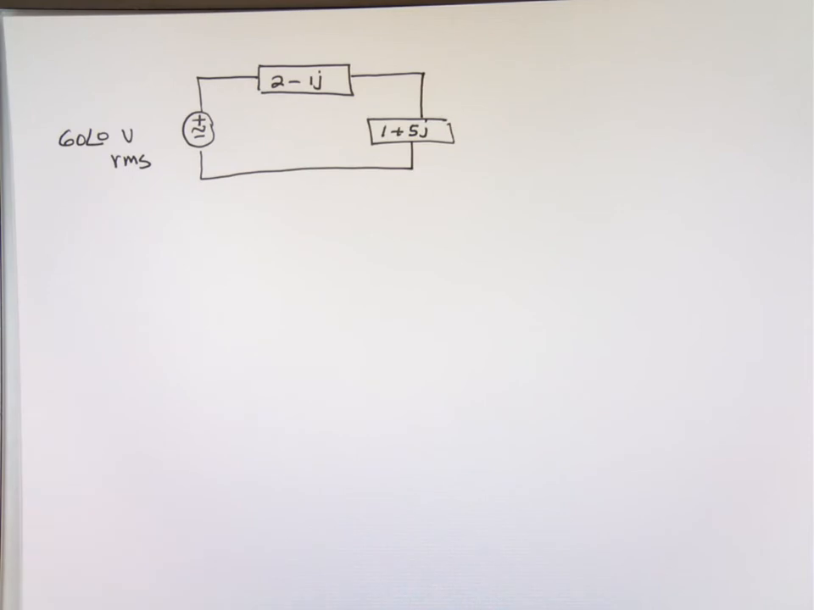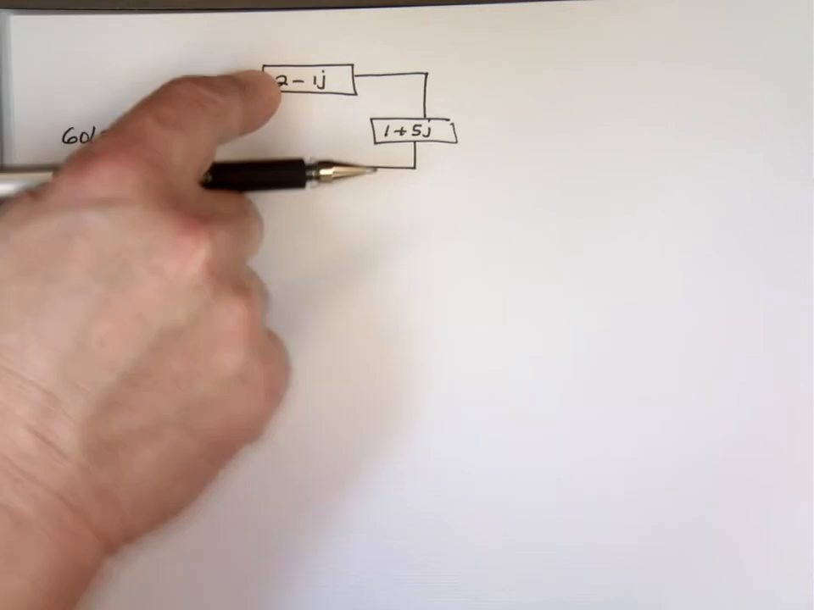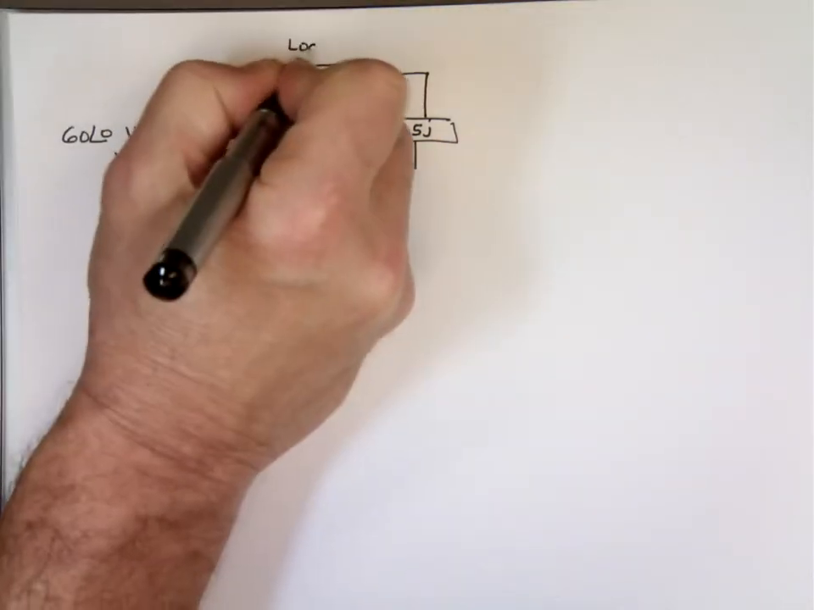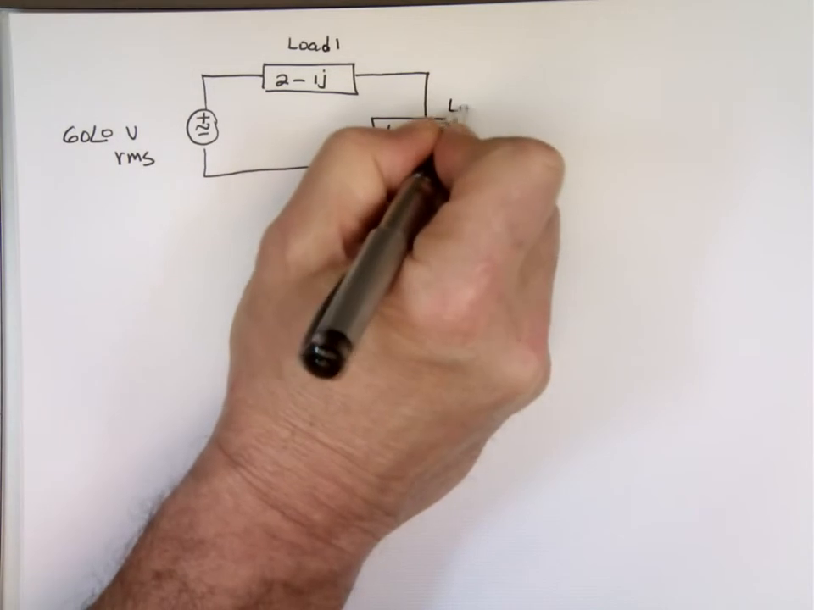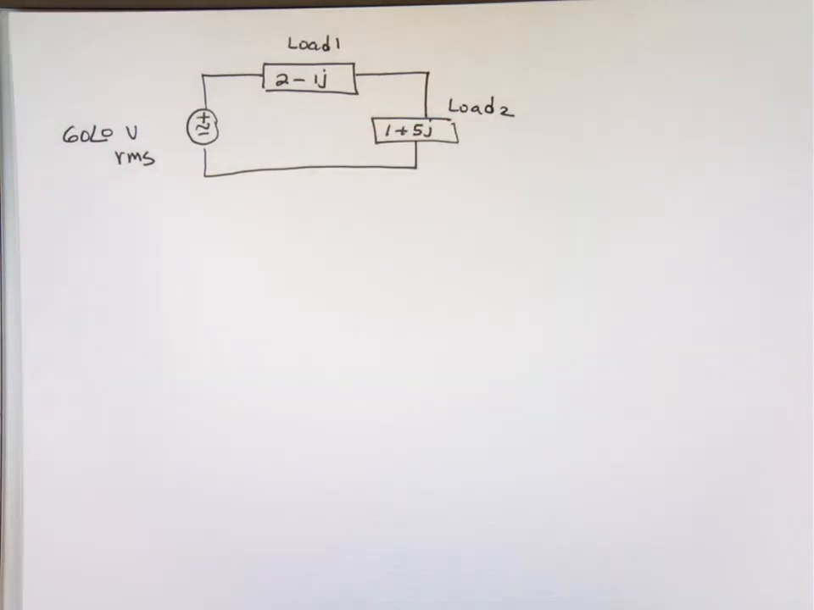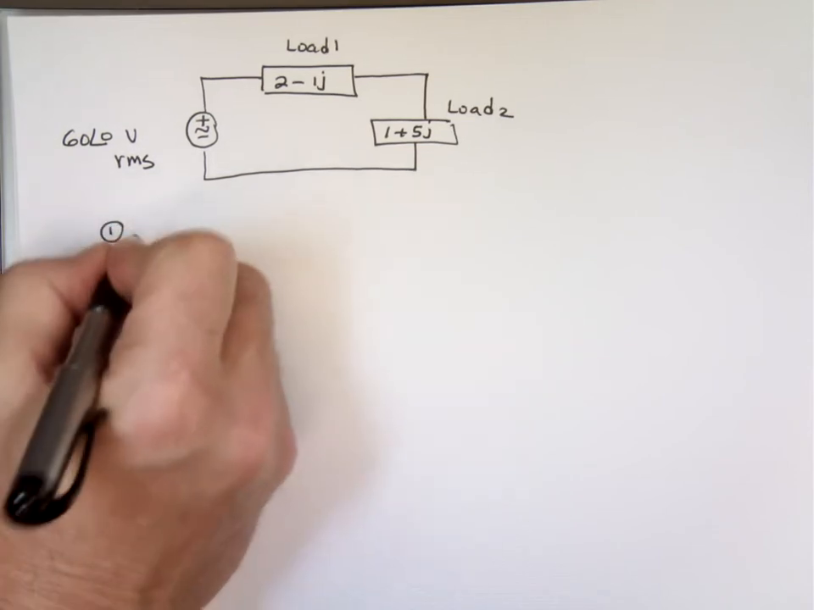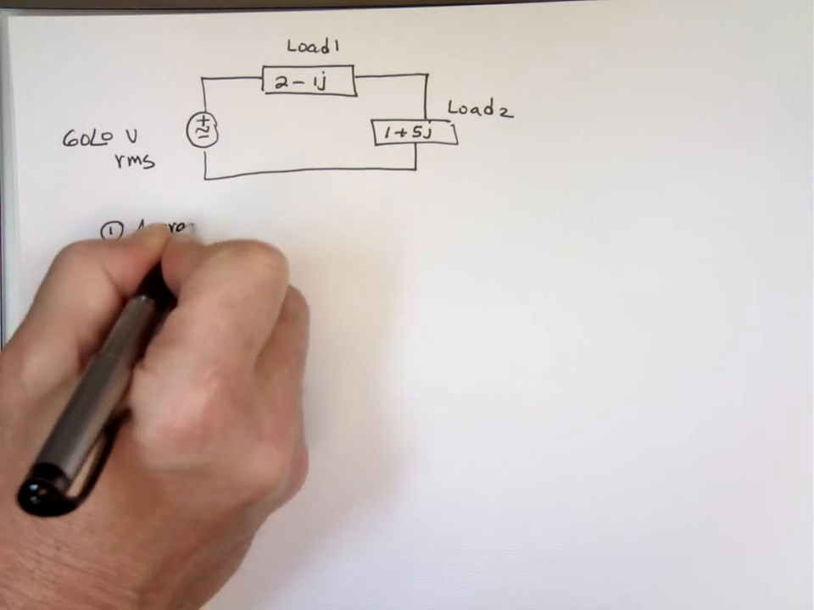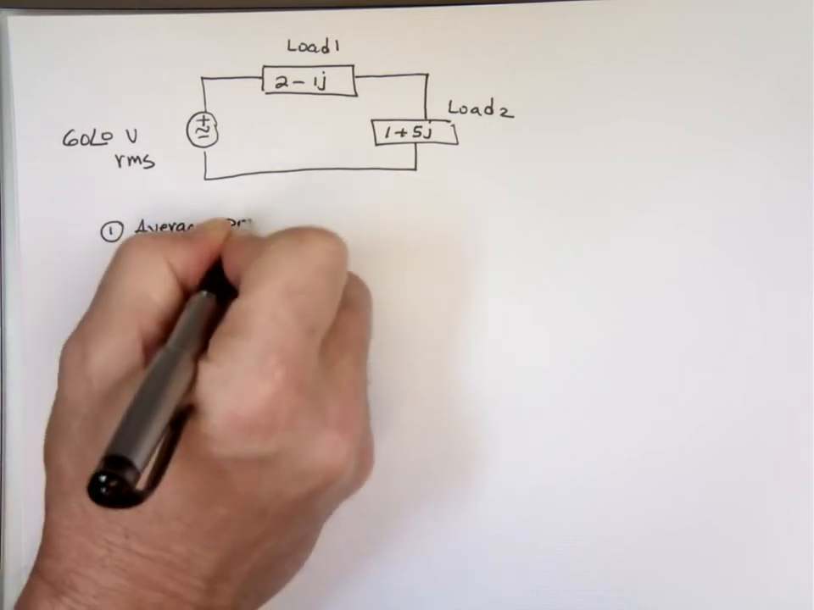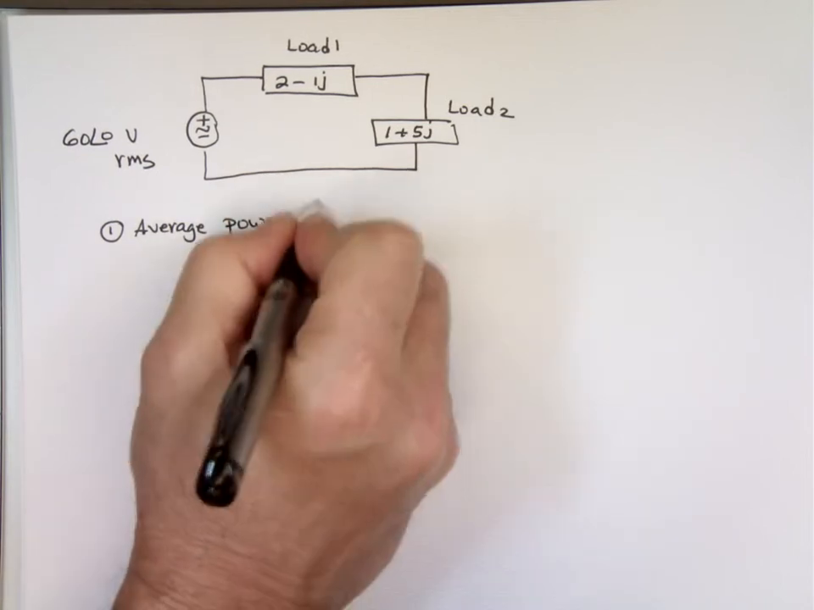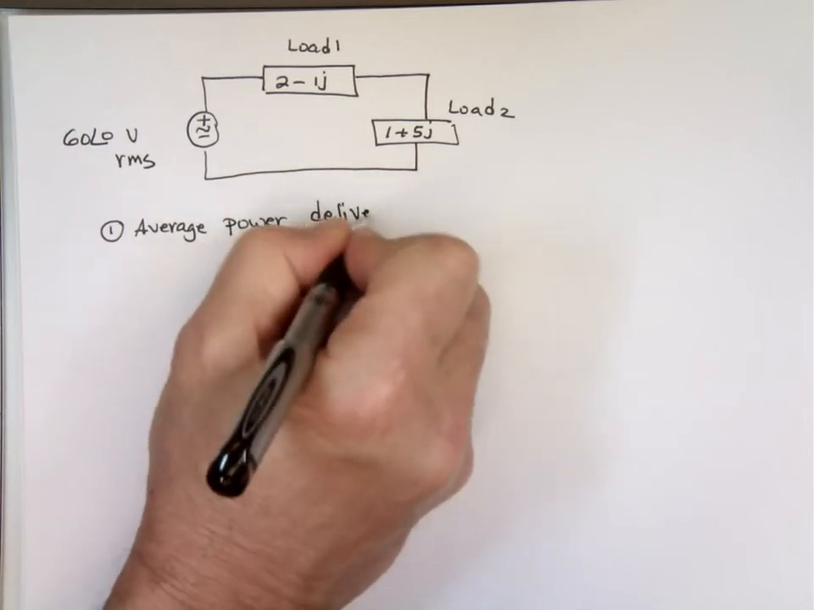The question: find the average power delivered to each of the two loads, load one and load two; the apparent power supplied by the source; and the power factor of the combined load. So we need three things. Number one, the average power delivered to each load.